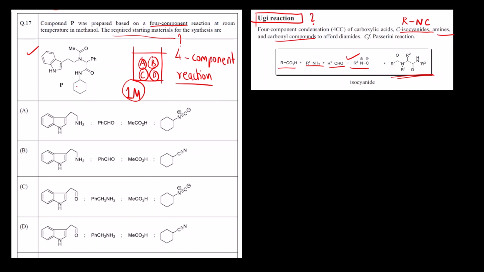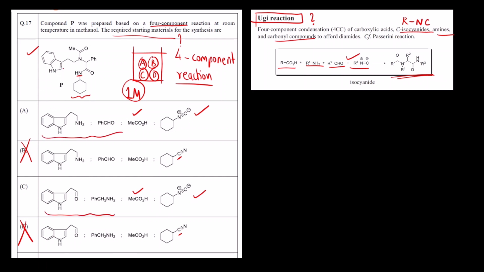First, in the product, the cyclohexane ring is directly attached to nitrogen. In some options, cyclohexane is attached to carbon, so two options are already eliminated. It is not a cyanide; we have to use an isocyanide. Now these two reactants are the same in the remaining options. What is different is the first two reactants.